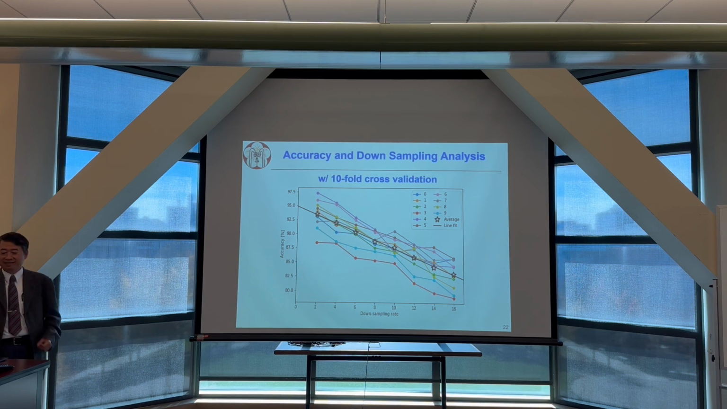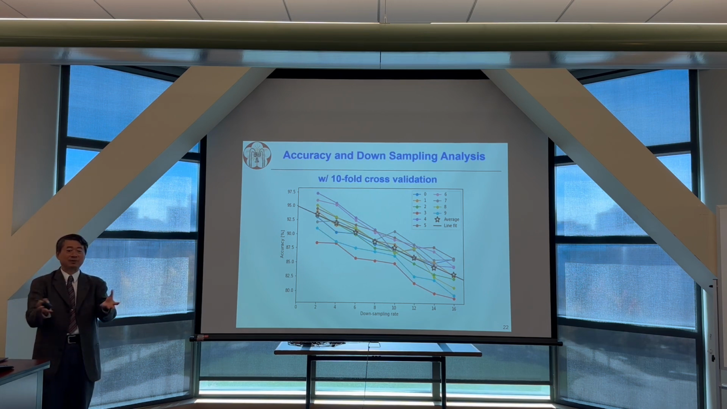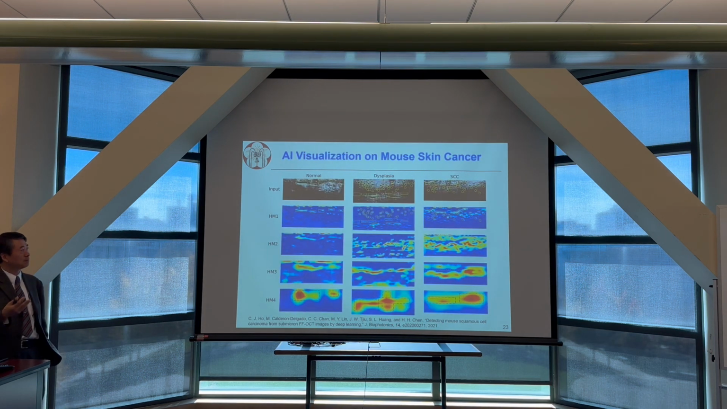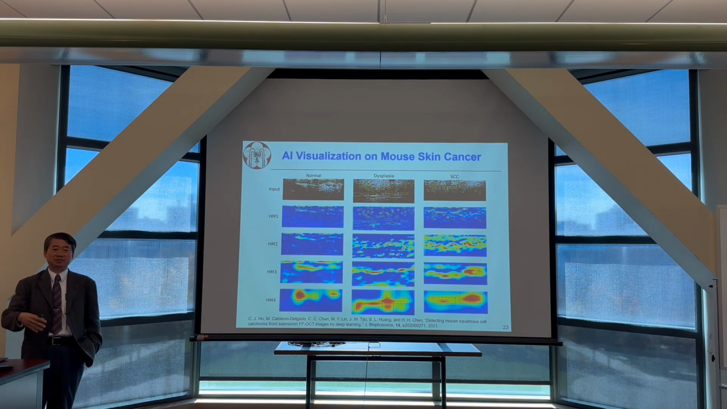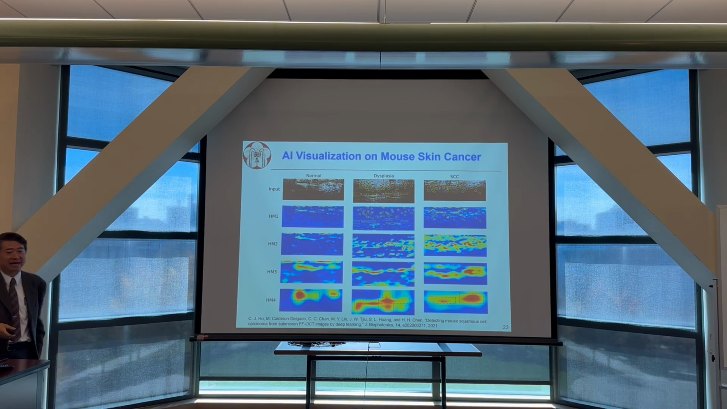Okay. Then another issue for the AI is that even though the AI can give you a pretty good result, people still feel that the AI is kind of a black box. You don't know what's going on within those metrics and data. Okay. Fortunately, these days, many people try to develop some tools so you can visualize the AI algorithm. For this case, we use an algorithm called GradCam.